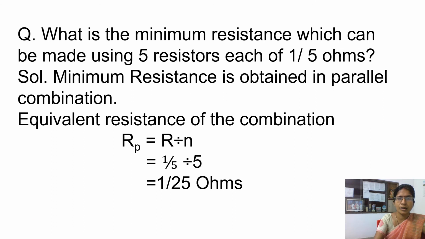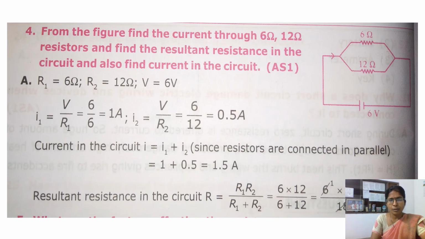Now let's see the next one. From the figure, find the current through the 6 ohm and 12 ohm resistors, find the resultant resistance in the circuit, and also find the current in the circuit. So here, observe the circuit first. In this circuit you can see that there are two resistors of 6 ohms and 12 ohms, and they are in parallel combination. They are connected to a battery of 6 volts.